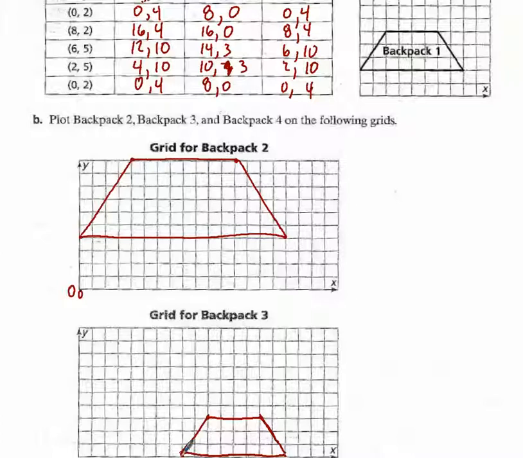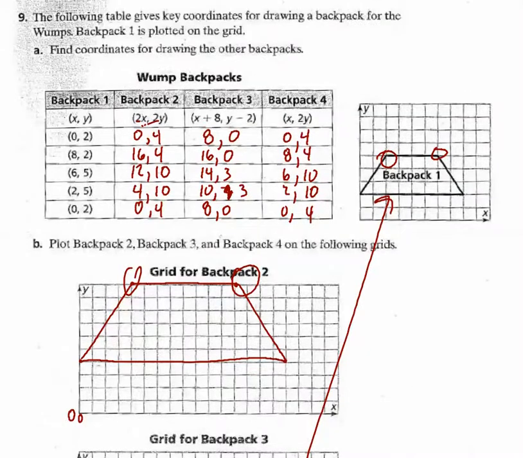And I noticed that all 3 of these are similar. I know they're similar because these angles are all the same. And I noticed that this one and this one are congruent because they are identical. They've just been moved along the grid. Well, to cut to the chase, I'm going to make backpack 4 right here so that we can see what happens here.